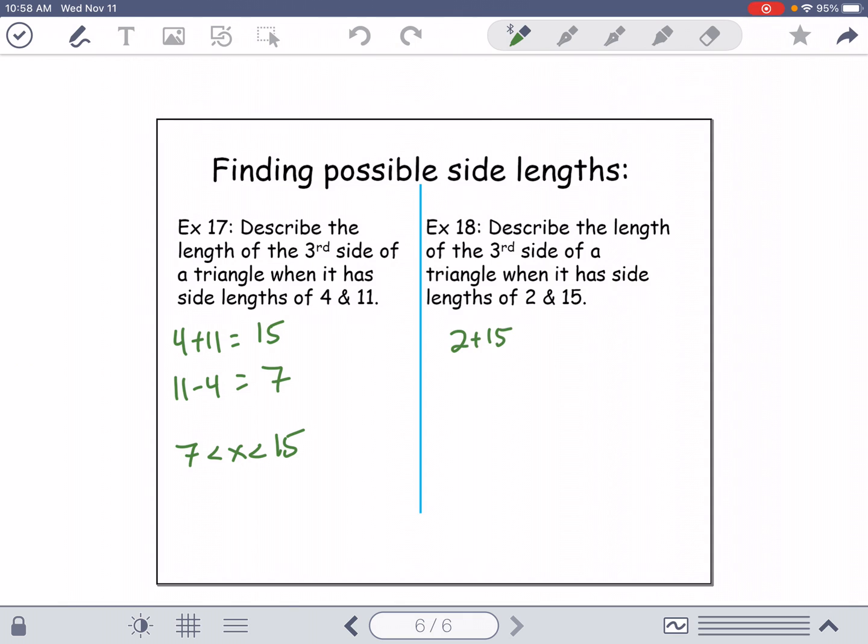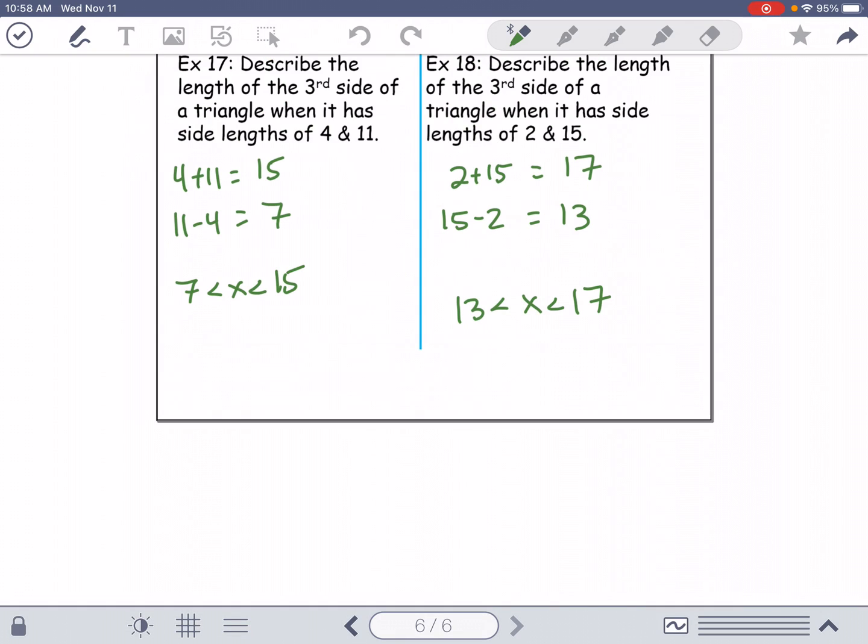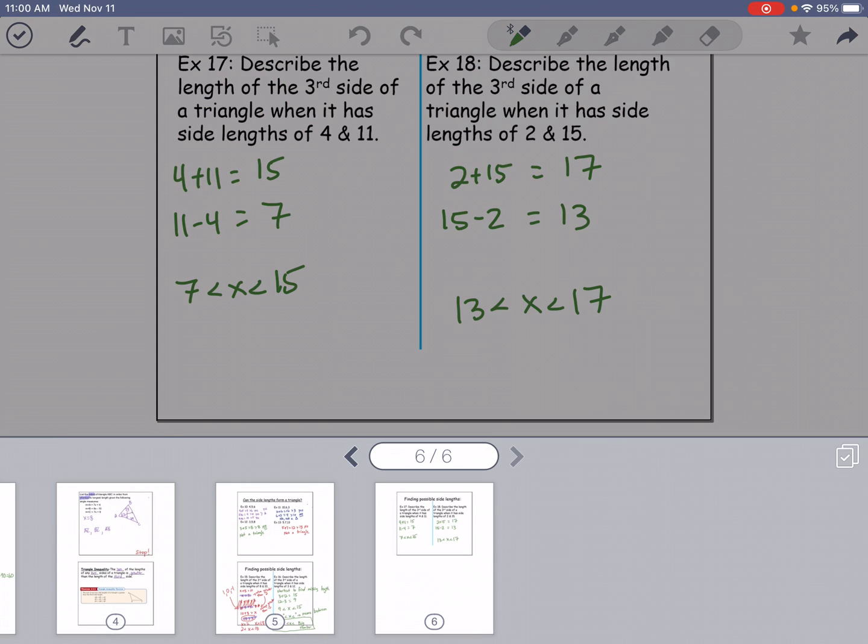2 plus 15 is 17. 15 minus 2 is 13. X is going to be between 13 and 17. And I think that's it. That's it.